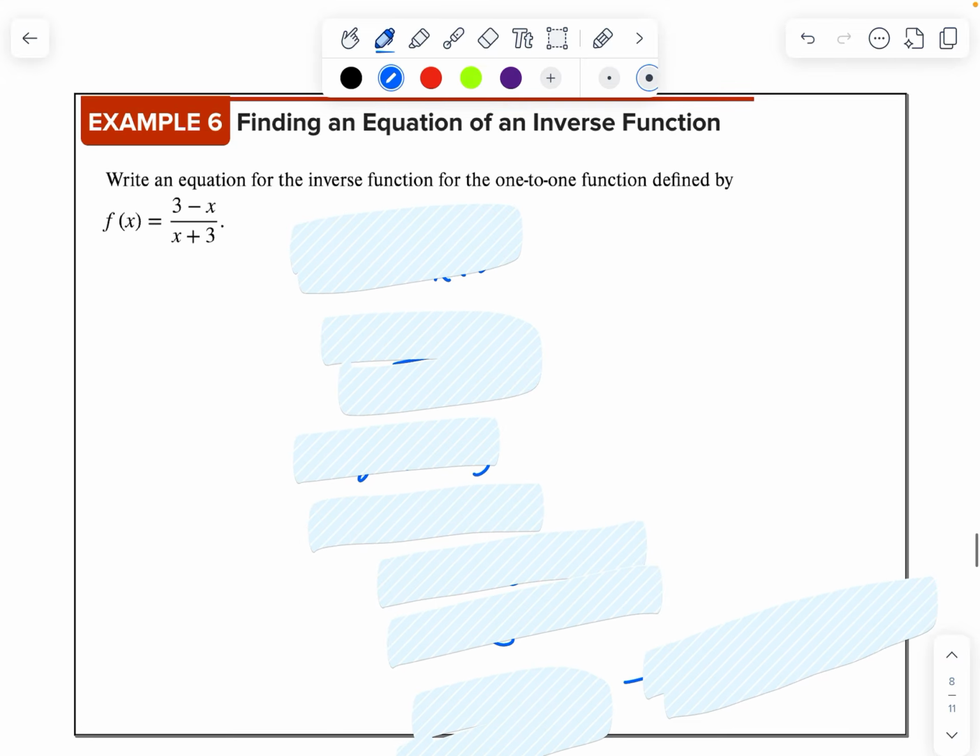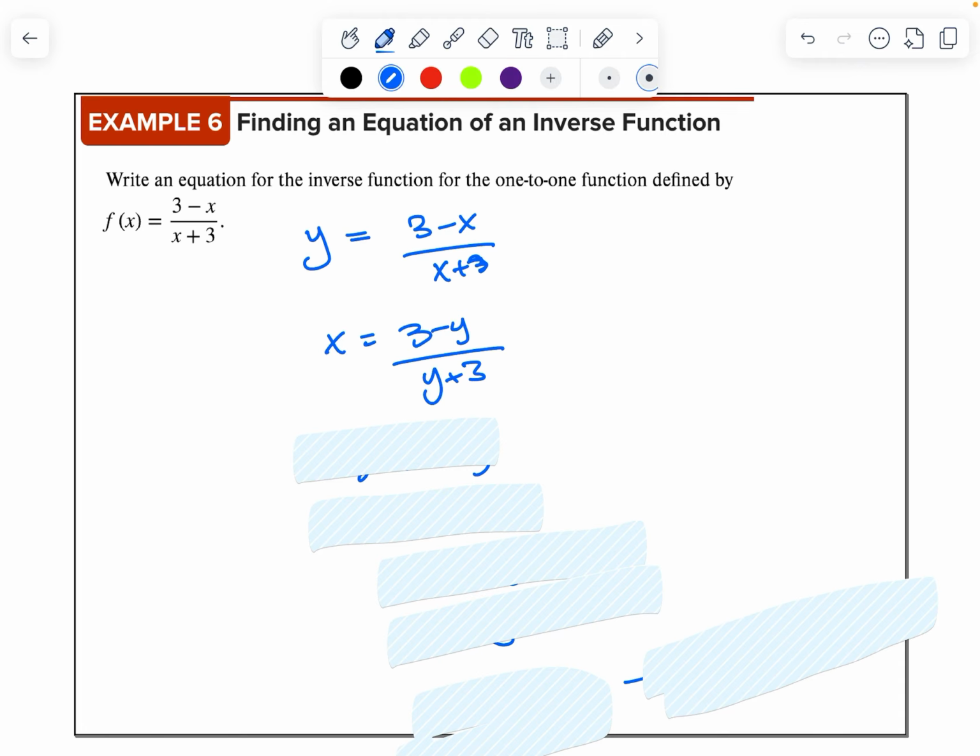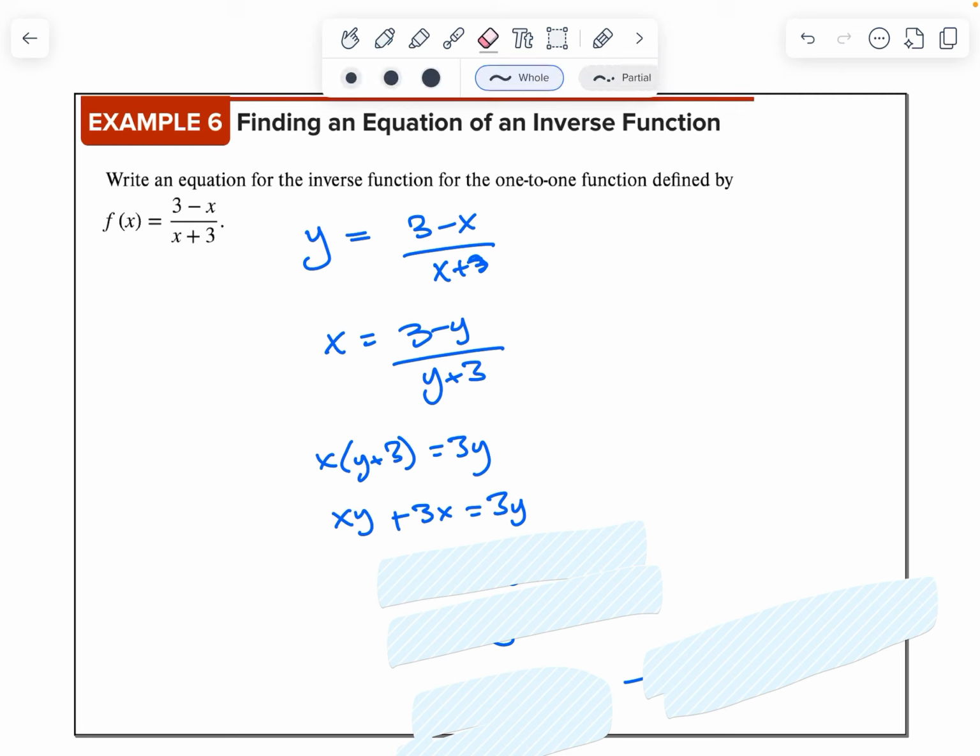All right, take a second, pause the video, and see if you can solve this one. So we'll replace the f of x with a y. Replace the y's with x's and x's with y's. Then we need to solve for y, so we can multiply both sides by y plus 3. We can distribute the x. We can gather all the y's to one side.